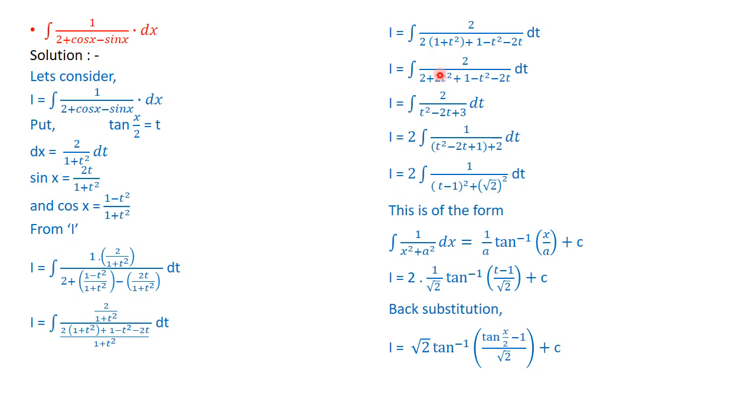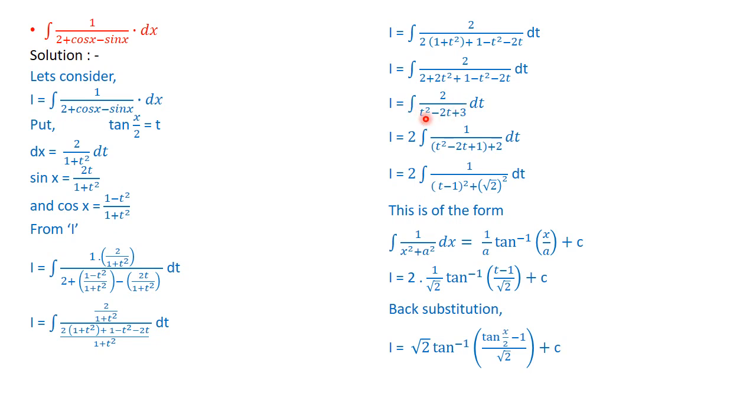Now remove this bracket. So 2 plus 2t square plus 1 minus t square minus 2t. Now 2t square and minus t square gives t square. Minus 2t, there is a single term of t, so as it is. And these 2 and this 1 make 3.